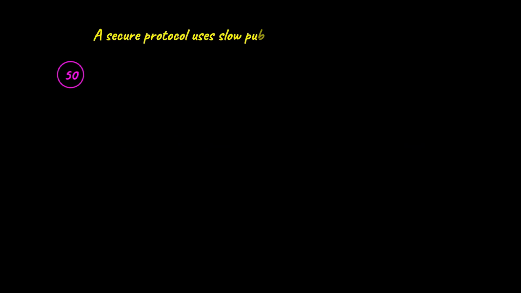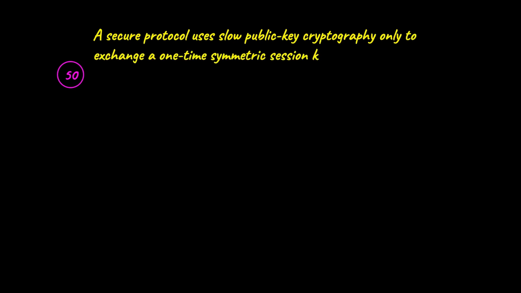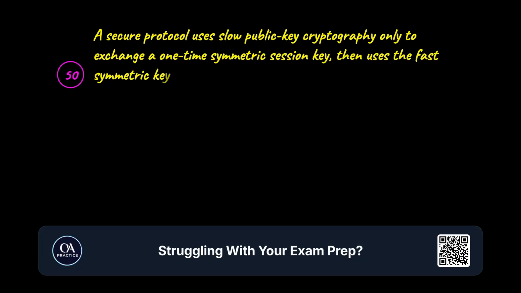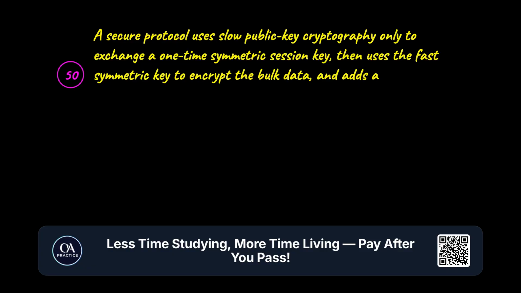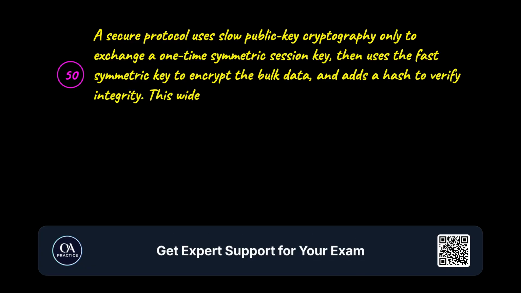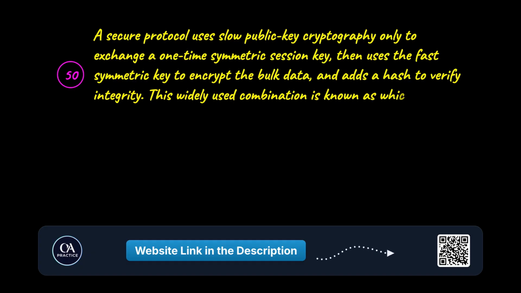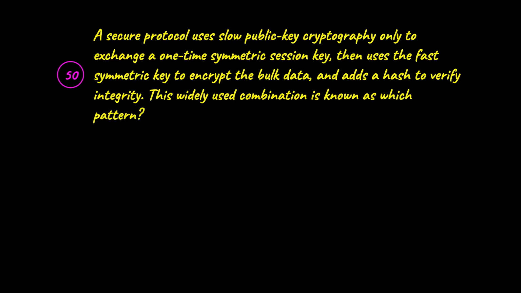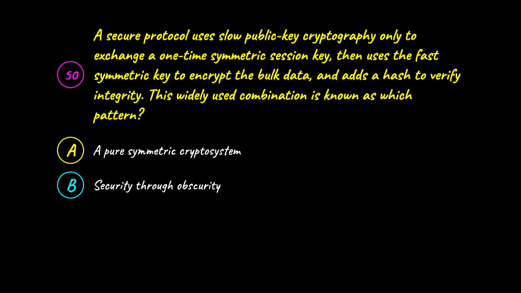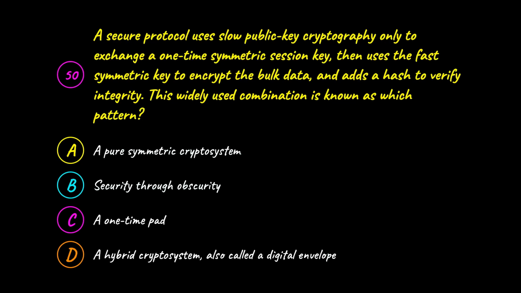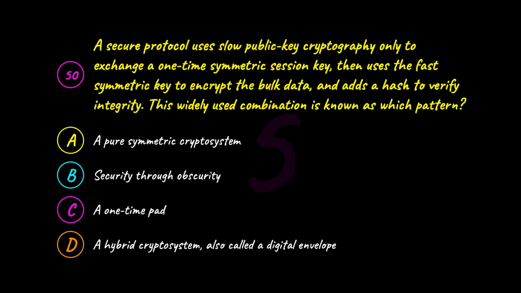Question 50. A secure protocol uses slow public key cryptography only to exchange a one-time symmetric session key, then uses the fast symmetric key to encrypt the bulk data, and adds a hash to verify integrity. This widely used combination is known as which pattern? Your options are A, a pure symmetric cryptosystem. B, security through obscurity. C, a one-time pad. D, a hybrid cryptosystem, also called a digital envelope. Take a second. Which answer would you pick?